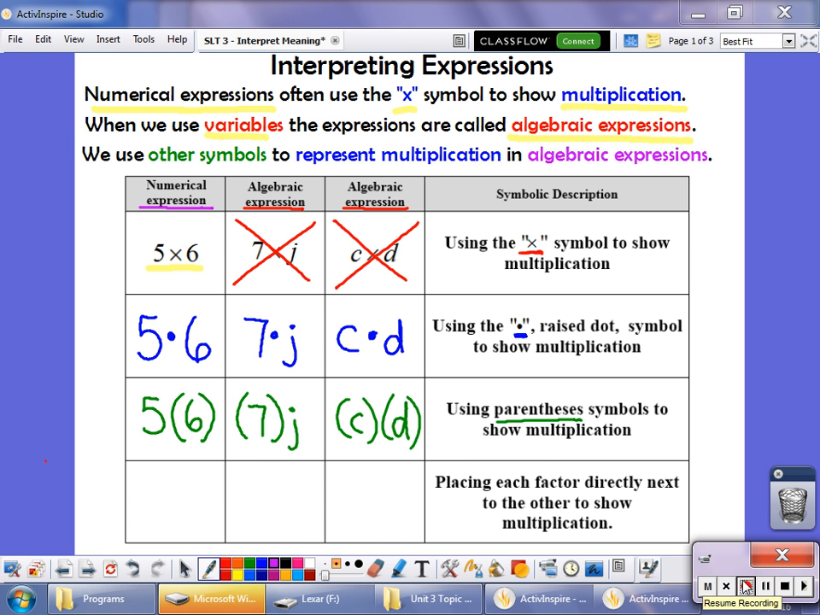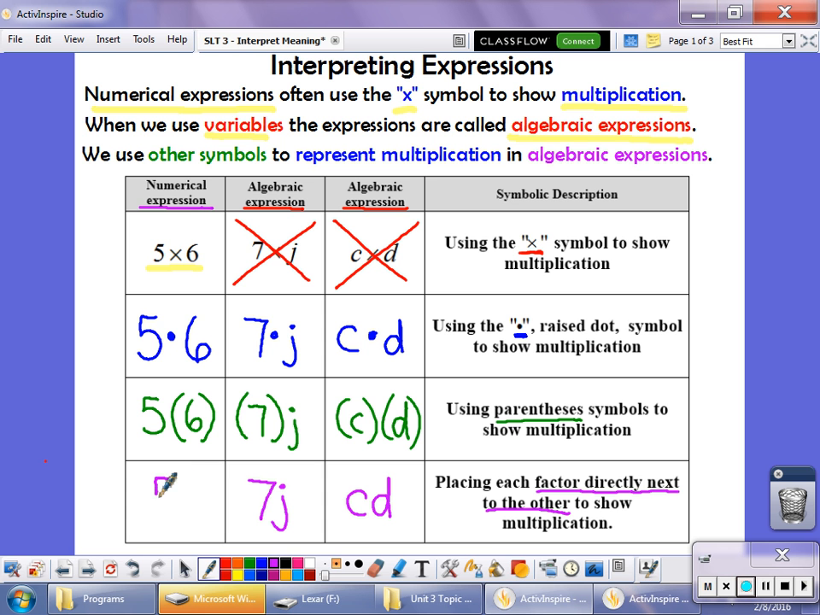The last way that we can show multiplication is by putting factors directly next to each other with no symbol in between them. Okay, so let's start with our algebraic expressions. If I take my 2 factors, 7j, put them side by side like this with no symbol in the middle, it means multiply, 7 times j. So this would mean c times d.